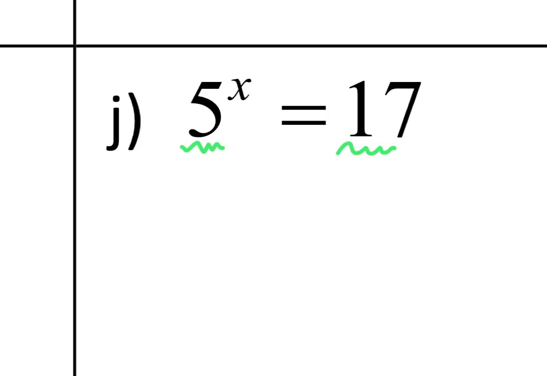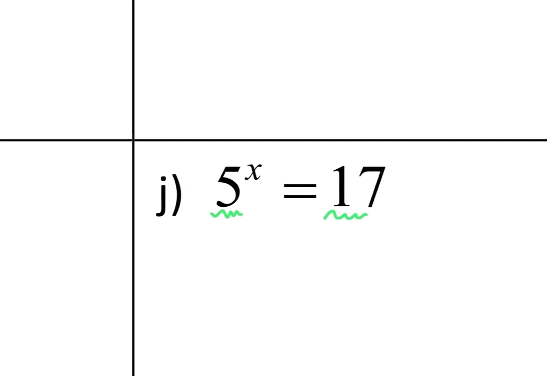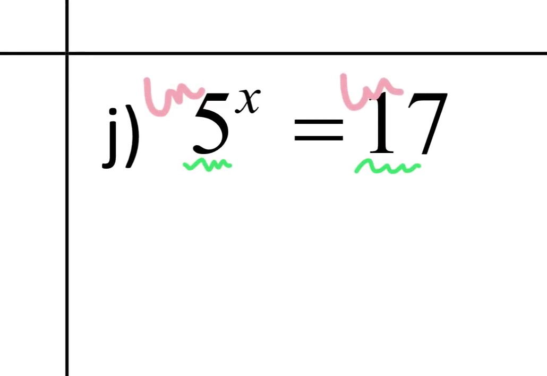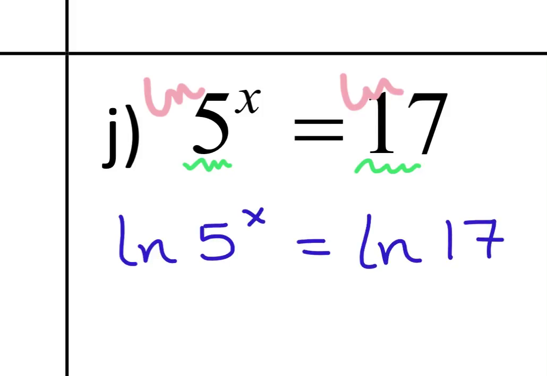So there needs to be a different way to solve this equation. And so in this equation, what I'm going to do is take the ln of both sides, and I did that up in letter C. And so really what I have here then is ln of 5 to the x equals ln of 17.